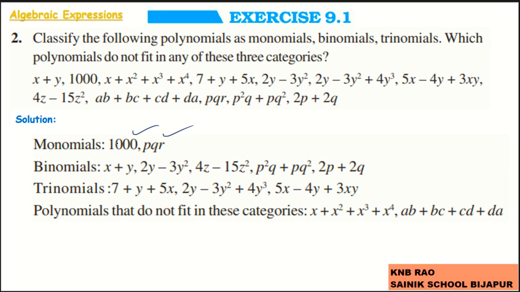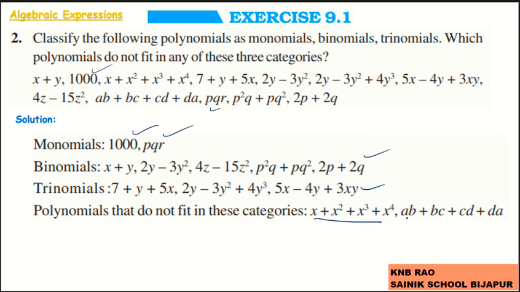Monomials are 1000 and PQR, that is the second one, and this 10th one. Binomials are x plus y, 2y minus 3y square and 4z minus 15z square, p square q plus pq square, 2p plus 2q. These are binomials, and trinomials are written.